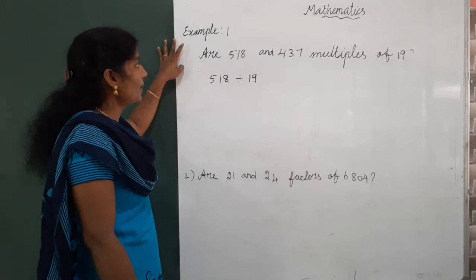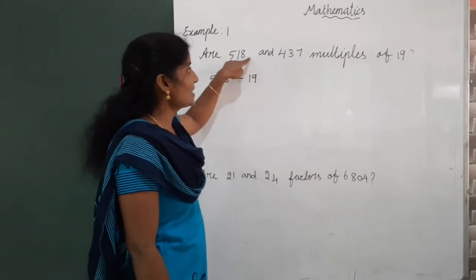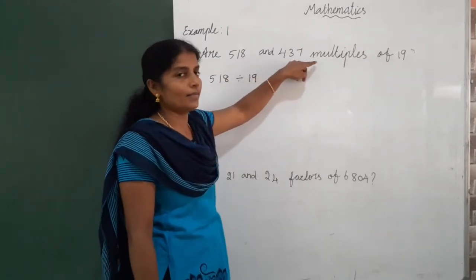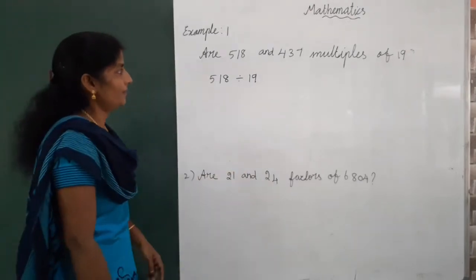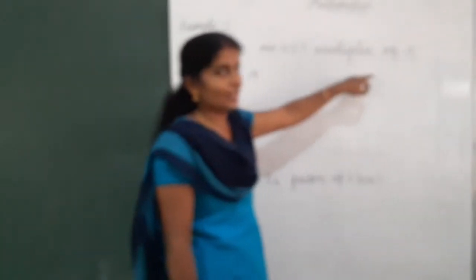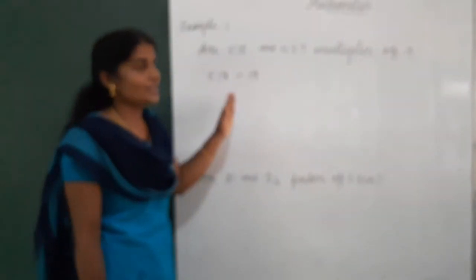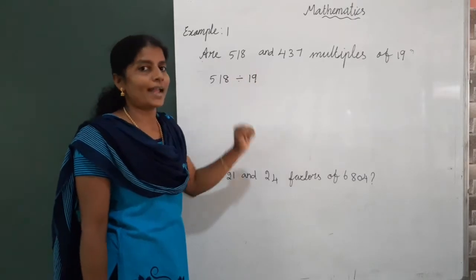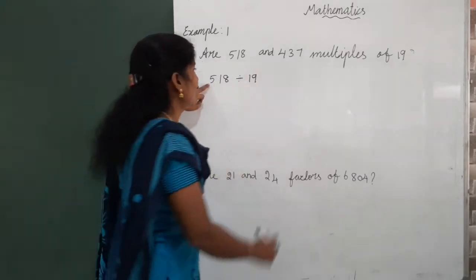Are you clear? Example 1. Are 518 and 437 multiples of 19? How can we check? First we divide 518 by 19. If you get remainder 0, that means it is a multiple of 19. Okay, can you check? Yes.